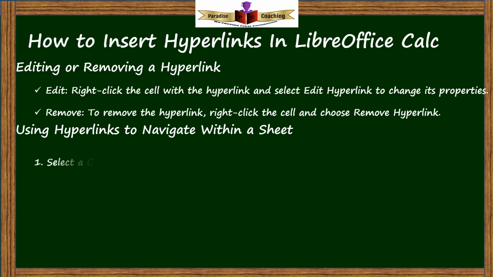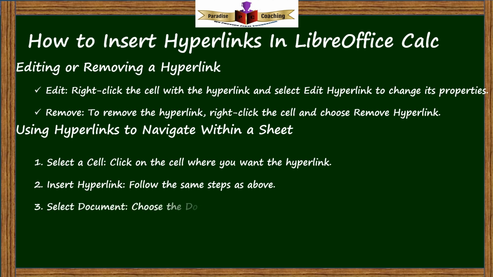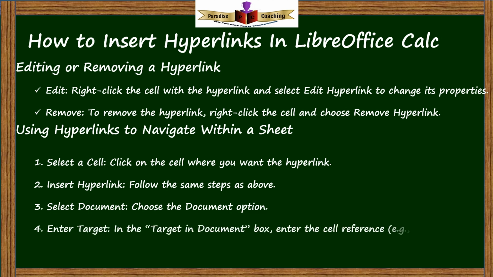Using hyperlinks to navigate within a sheet. 1. Select a cell. Click on the cell where you want the hyperlink. 2. Insert hyperlink. Follow the same steps as above. 3. Select Document. Choose the document option. 4. Enter target. In the target and document box, enter the cell reference, e.g., Sheet1.A1, where you want to link.